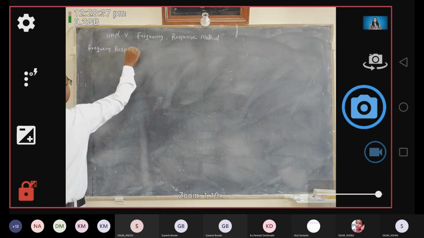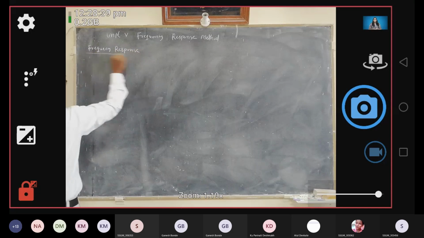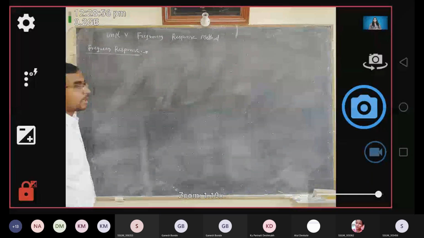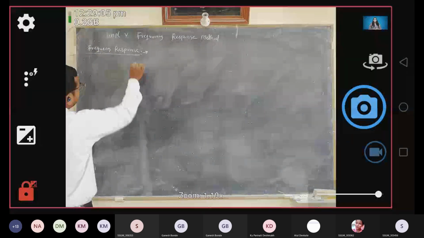In the previous units, we have seen the time response. Time response is nothing but a simple graph of c(t) versus time t. When any system is subjected to a standard test signal, the response of the system versus time is the time response. Similarly, for the frequency response, let's say this is any system.